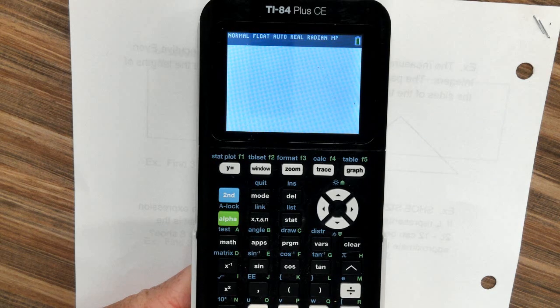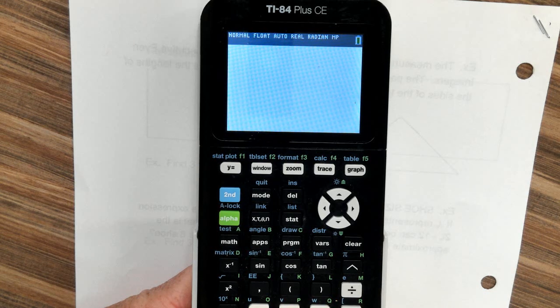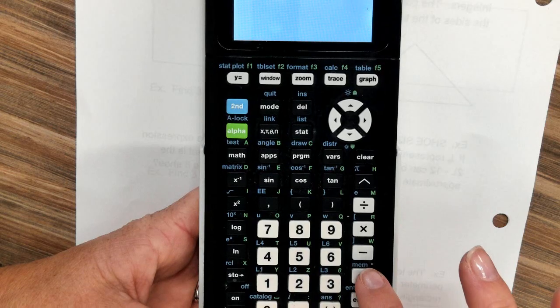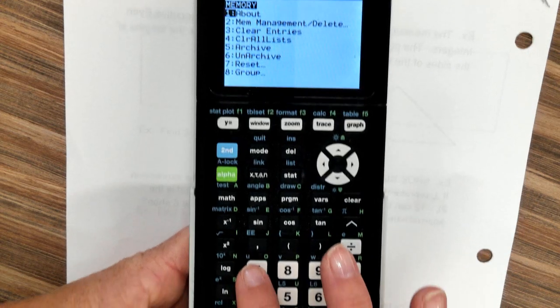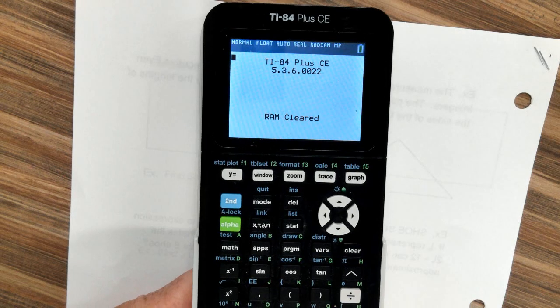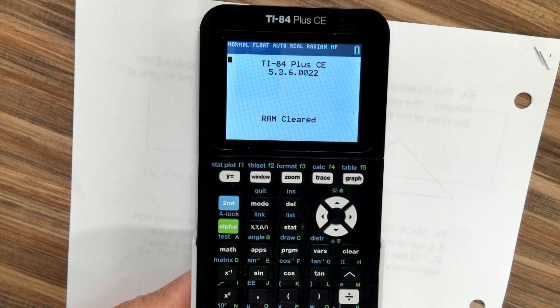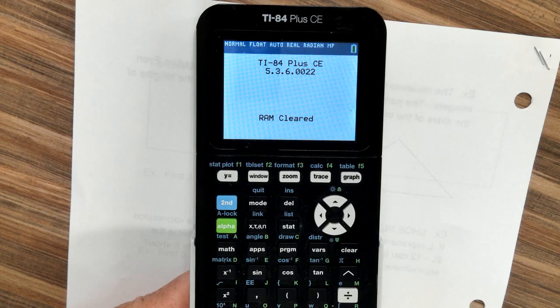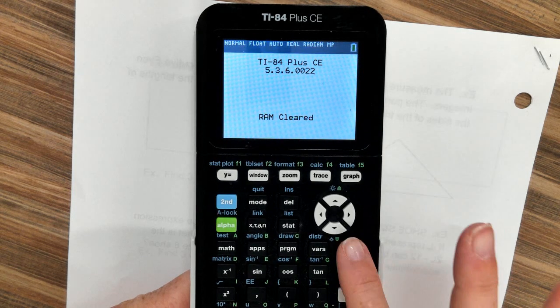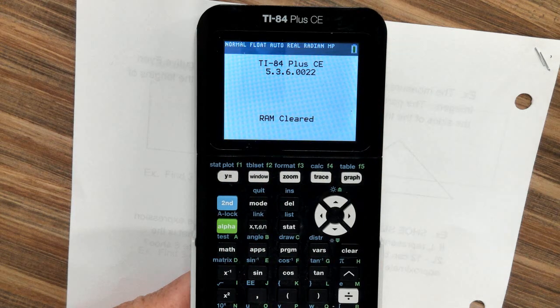You're going to hit second, plus, 7, 1, 2. Second, the plus sign, then hit the numbers 7, 1, 2. And your screen should say RAM cleared. Everybody good? Okay, that's how you reset your calculator. Now, all of our calculators are like brand new, factory settings.